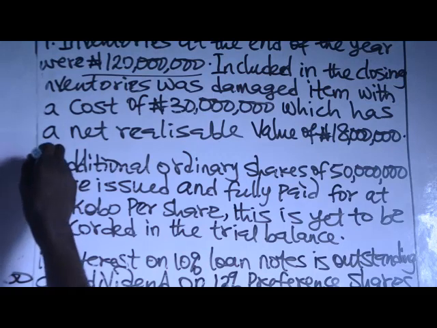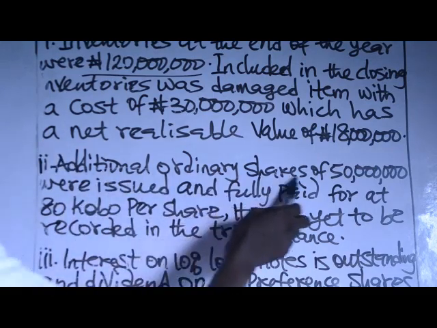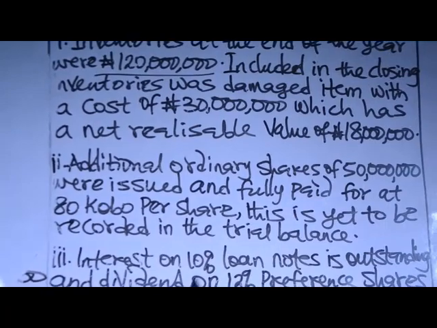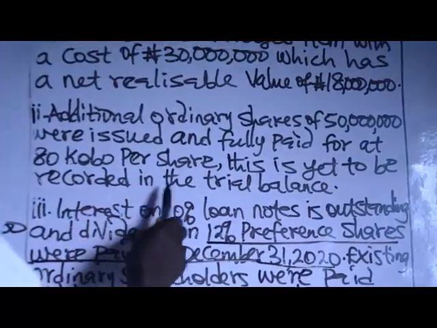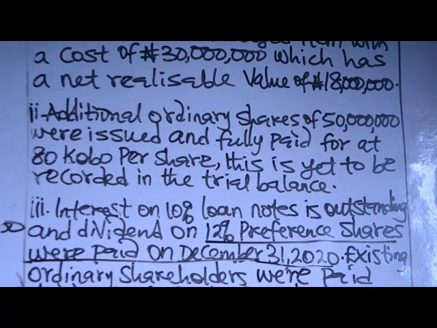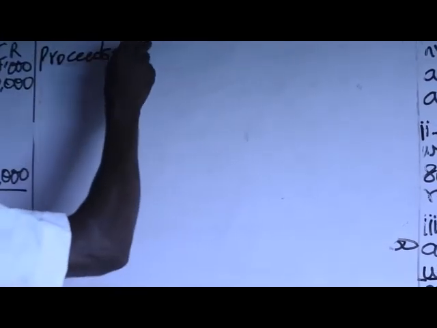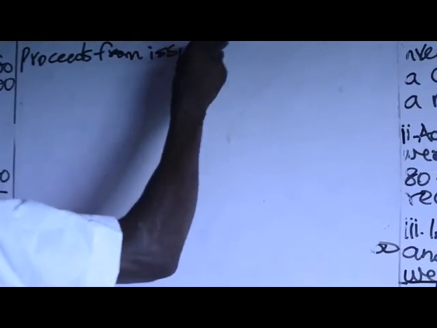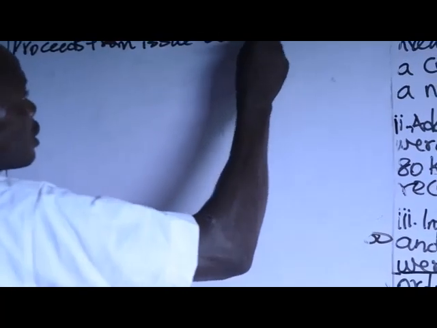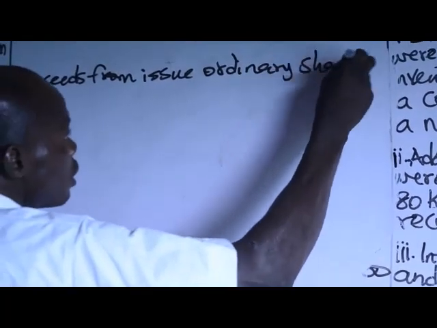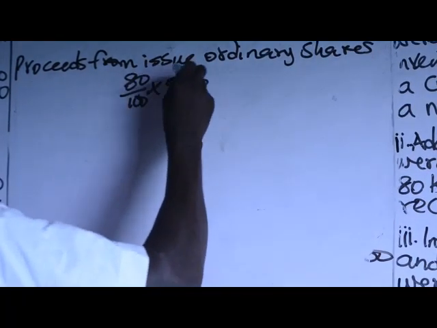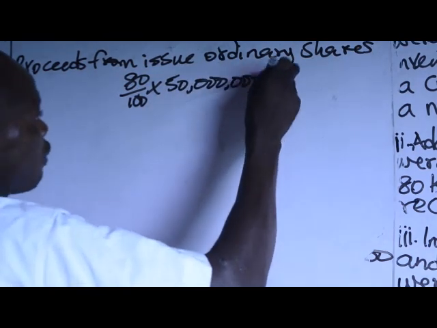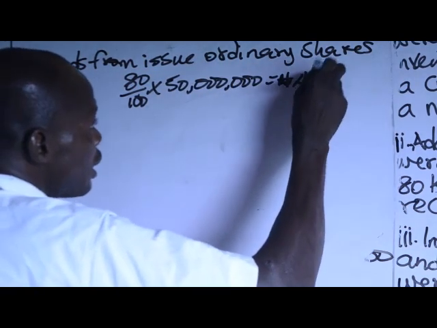Back to note 2. Additional ordinary shares of 50 million were issued and fully paid for at 80 kobo per share. This is yet to be recorded in the trial balance. So we now have the proceeds from issue of ordinary shares, which is 80 kobo, and 50 million ordinary shares were issued. That will give us 40 million naira.